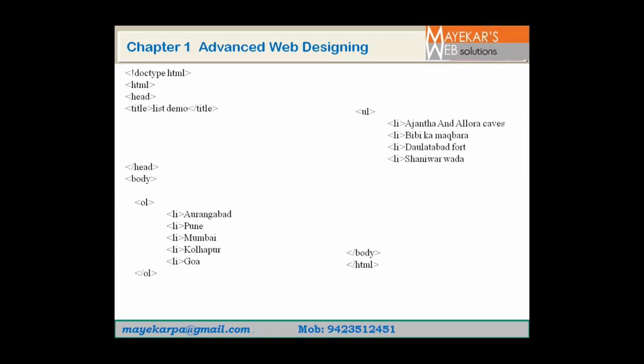Next is Shaniwar Wada. It's in Pune. Next list element is Dagdushet Ganpati, that is in Pune. Next list element is the Gateway of India, it's in Mumbai. Next list element, Juhu Chowpatty, it's in Mumbai.